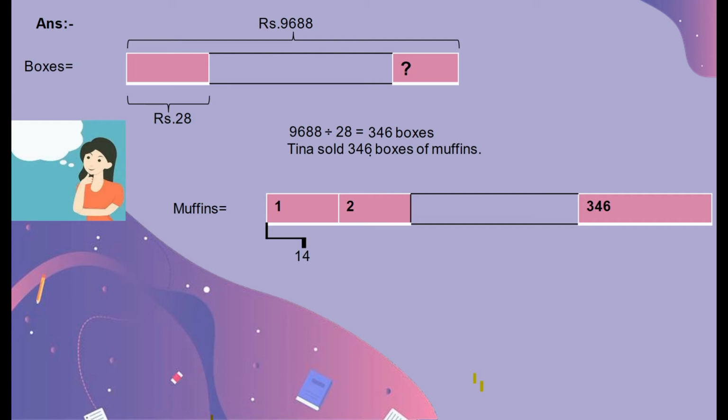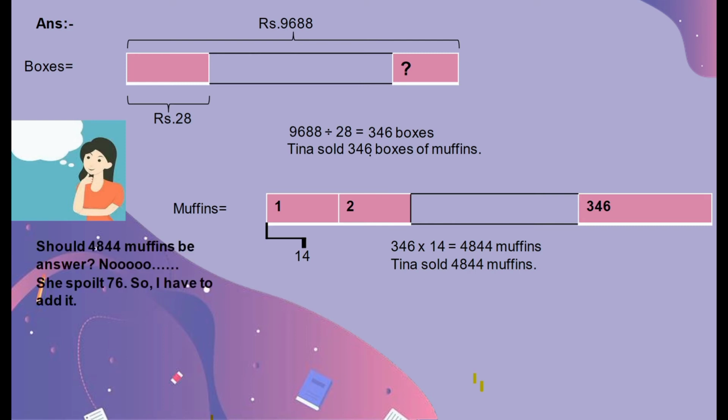Okay, so now you need to find the total muffins she cooked. So now 346 multiplied by 14, and when you multiply, you will get 4,844 muffins. It means that Tina sold 4,844 muffins.